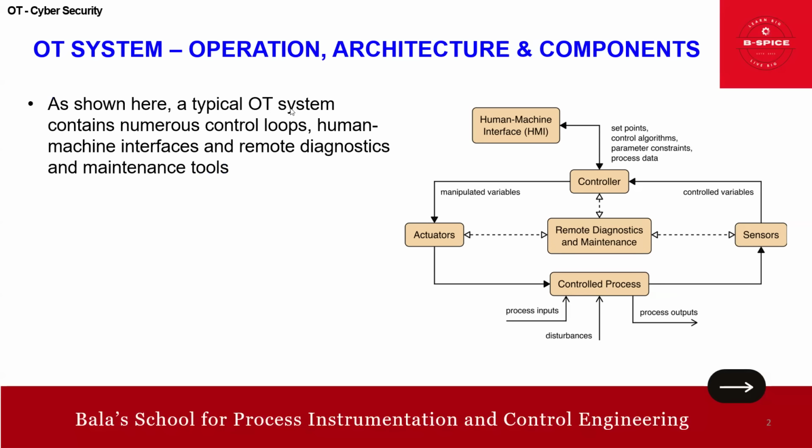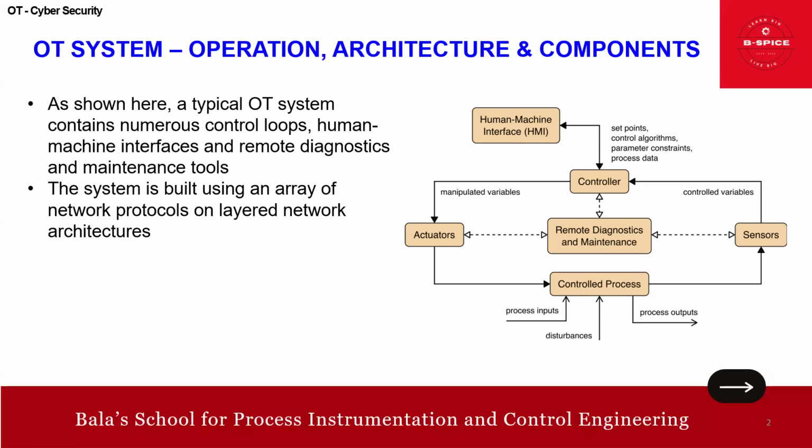As you can see here, friends, a typical OT system contains numerous control loops, a human machine interface, and of course remote diagnostics and maintenance tools. The system is built using an array of network protocols on a layered architecture. You would have seen that in our Purdue model, right from level 0 to level 5. So it's basically layers of architecture. Some critical processes may also include a safety system, an ESD system. In terms of complexity, we go for a safety system.